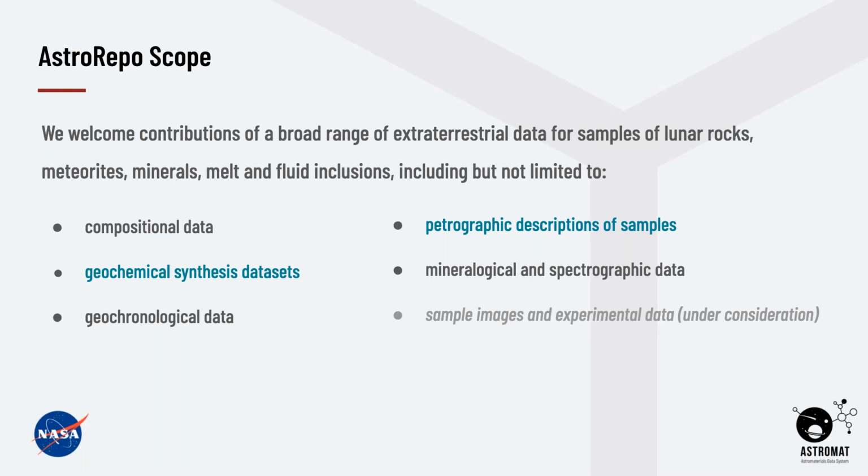The scope of AstroRepo: I'll talk a little bit about the different types of materials that we accept. We welcome contributions from a broad range of extraterrestrial data for samples of lunar rocks, meteorites, minerals, melt and fluid inclusions, including but not limited to compositional data, geochemical synthesis data sets, geochronological data, petrographic descriptions of samples, mineralogical and spectrographic data. And we're also working on trying to include sample images and experimental data. We're reviewing the capabilities of the system, and we're looking into hopefully being able to include those down the line in years 3 and 4.